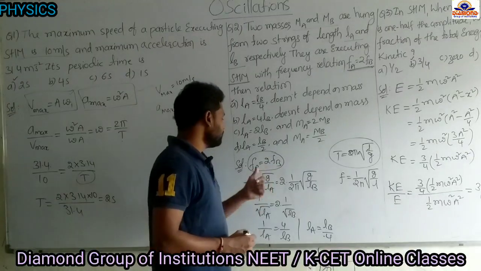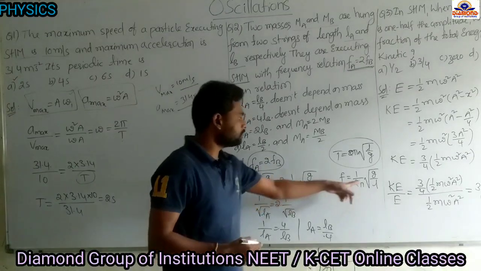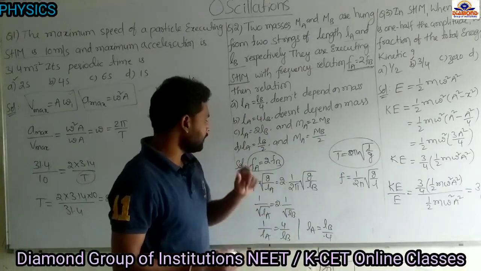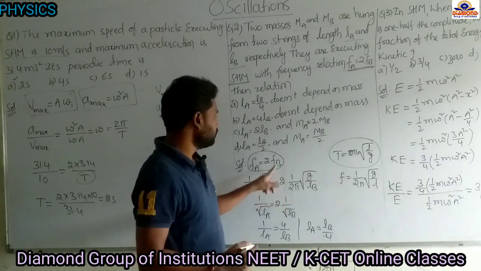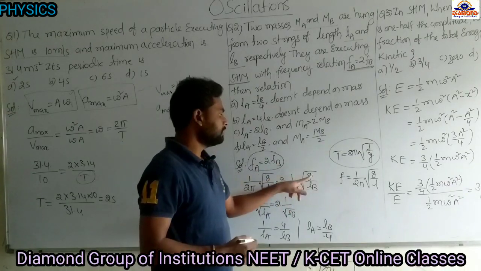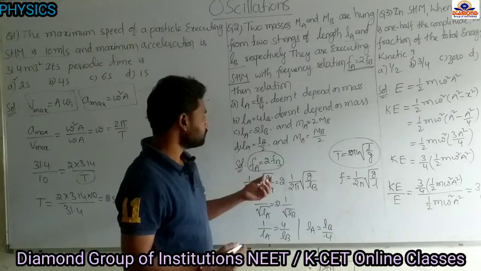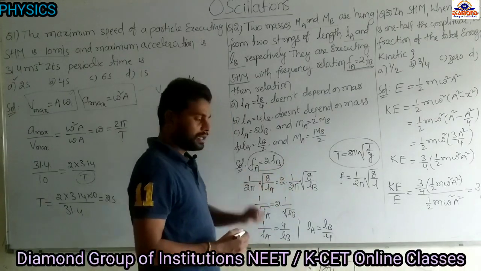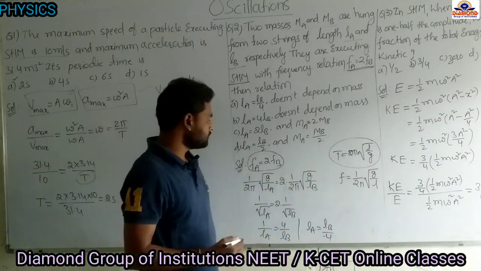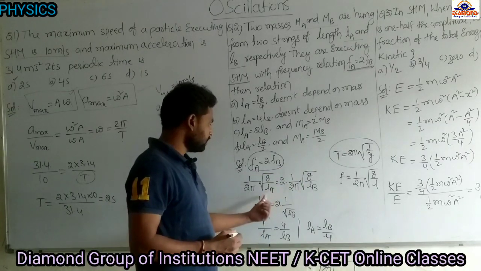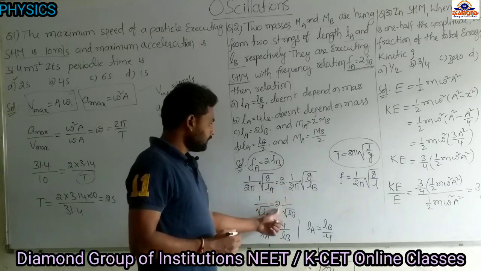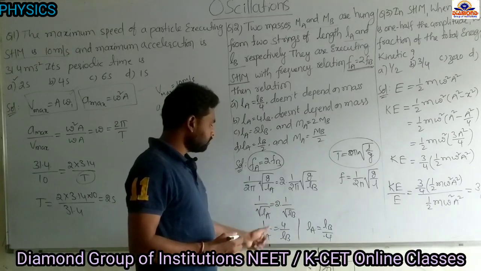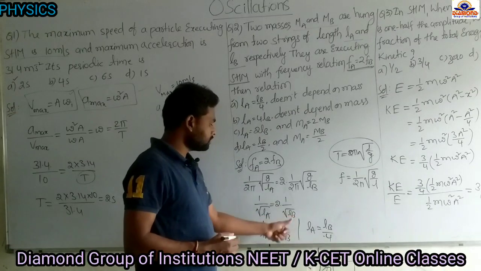Now FA equals 2FB. FA equals 1 by 2 pi root of G by LA, with LA the length of the string used for the A block. This equals 2 into FB, which is 1 by 2 pi into square root of G by LB, the length of the string for the B block. Now 1 by 2 pi will be cancelled and root G will be cancelled. Here root LA is in the denominator, 1 by root LA, equals 2 by root LB. Now squaring both sides, we get 1 by LA equals 4 by LB, since the square of root LB is LB.